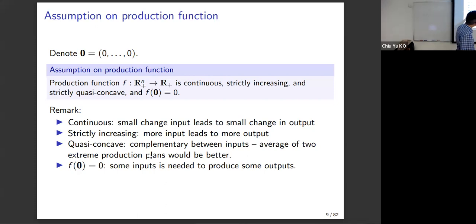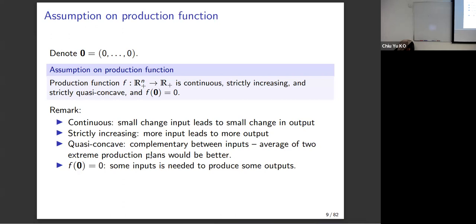I think we didn't explain whether this is quasi-concave. Remember the utility? We say quasi-concave means that when we combine two possible consumption plans, the combination is better than the worse of the two. I think someone asked me in the break about the coffee and the Mao Tai, and he mentioned that actually separating coffee and Mao Tai is better than giving the joint.